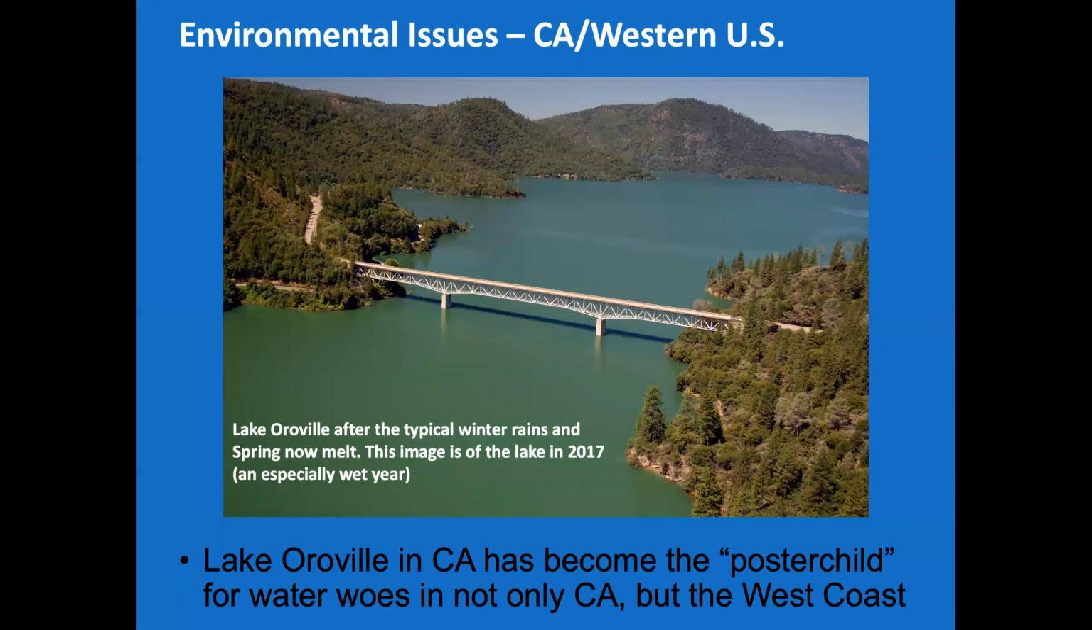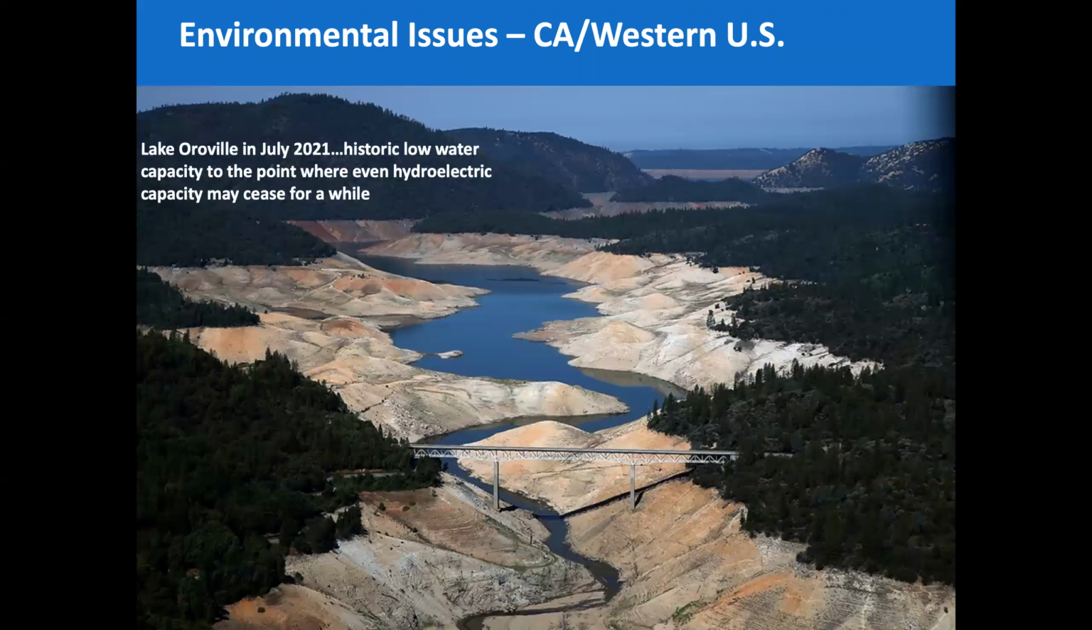This is Lake Oroville in California. It's become the poster child for water woes, not only in California, but the West Coast. This is what it looks like when the lake is full. This is what it looks like as of June 2021 or July 2021. So low that the ability of the area to generate hydroelectric power has been shut off temporarily. And by the time you read this and watch this, it could be back online, but I doubt it. So that's significant because that's clean energy that's not really being generated as a result of this really low water level.